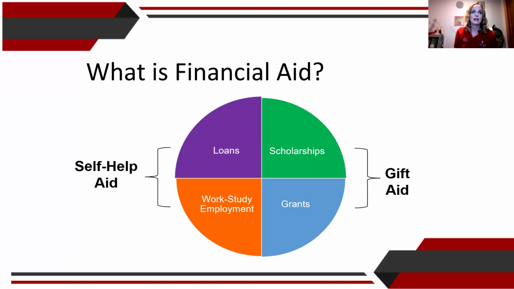So, grants. A financial aid grant is money awarded by the federal government, state government, schools, and private institutions to help students pay for educational expenses. Most grants require you to submit the FAFSA. Grants typically do not need to be repaid.